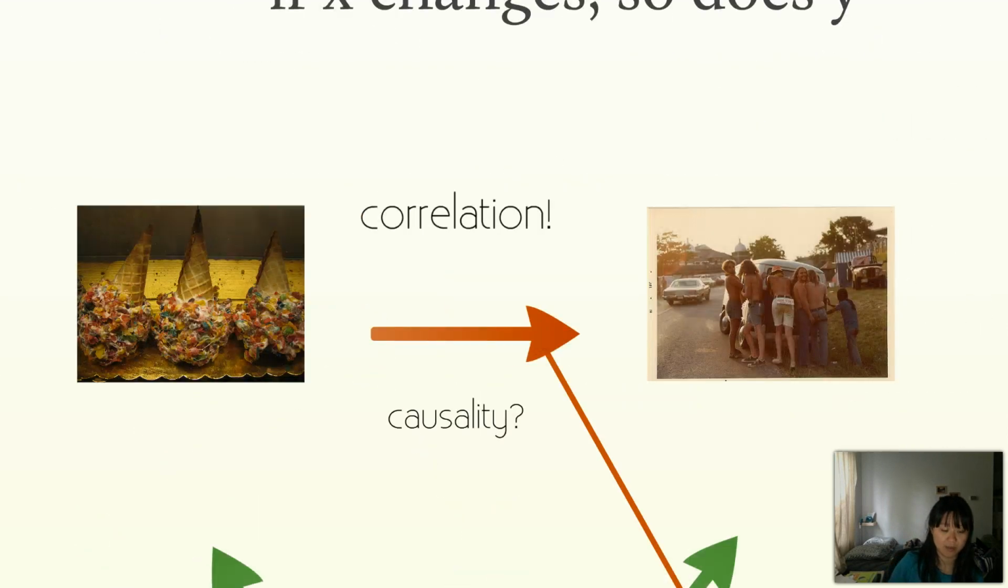So using this example, when people start eating ice cream more, that causes people to wear shorts. There is an association for sure. There's a correlation. People eat ice cream, there's a rise in people that wear shorts. But is it a causal relationship? Does eating ice cream cause people to wear shorts?